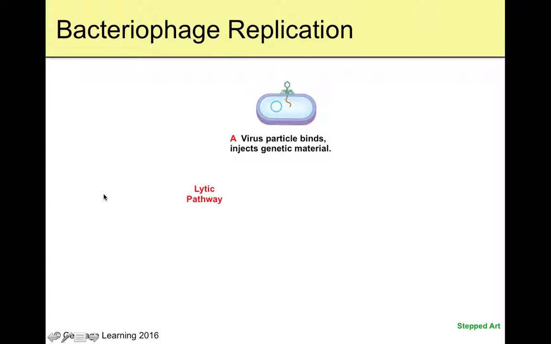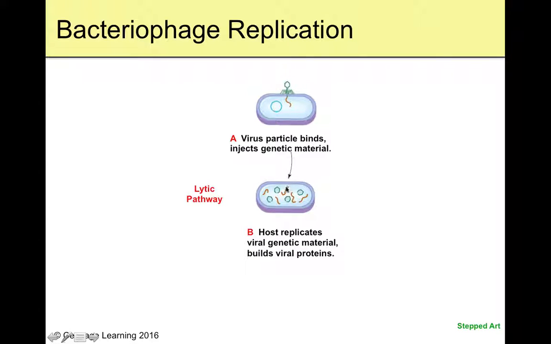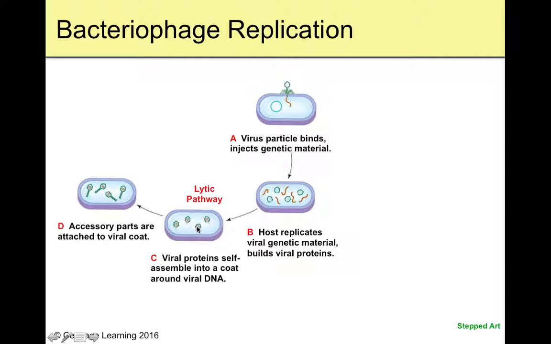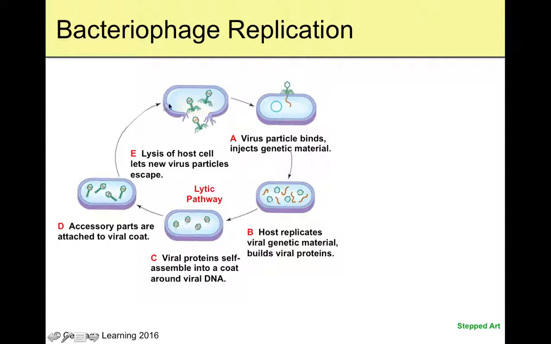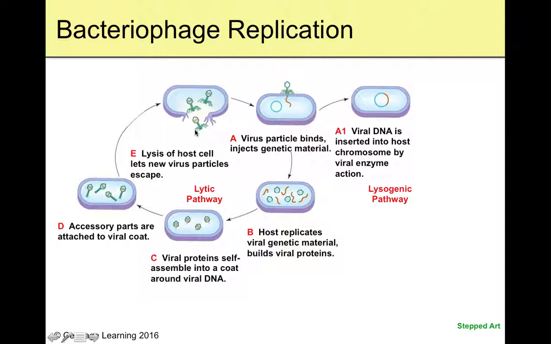So here you go. Option A, the lytic pathway. Virus particle is a good fit for the particular bacterium, so he injects his DNA or RNA. The host makes a whole bunch more of his DNA, and they make his little capsids. The proteins assemble around a coat around that viral DNA. All the parts are attached to the viral coat, and he's ready to rock and roll. So we go ahead and we break that bacterium open, and we're off to attack a whole bunch of other bacteria. The other option is we insert that viral DNA. This is lysogenic, of course.